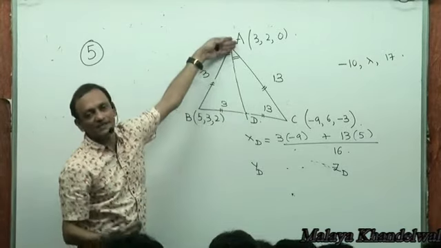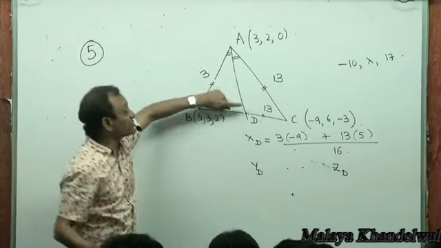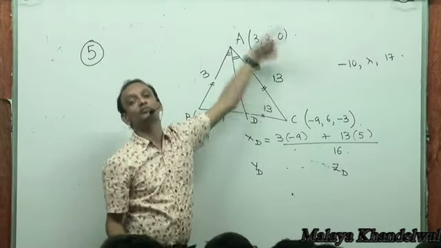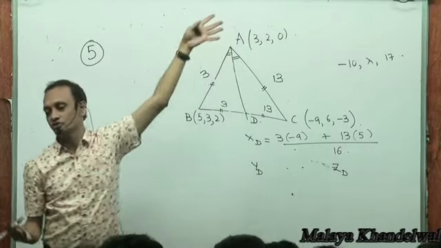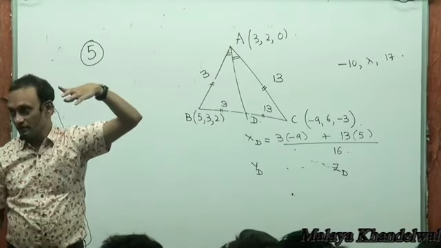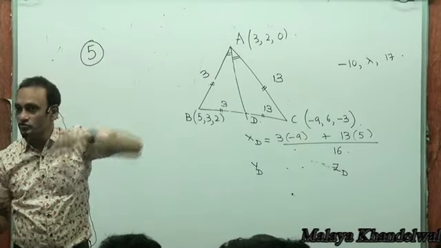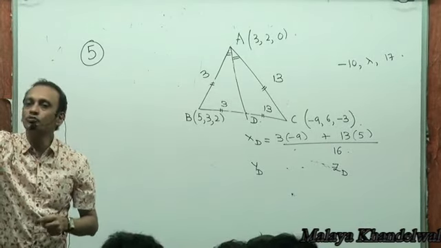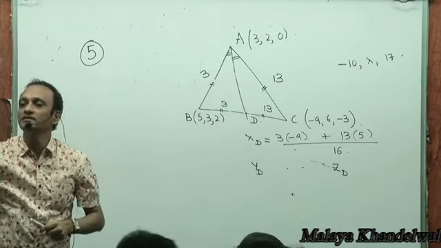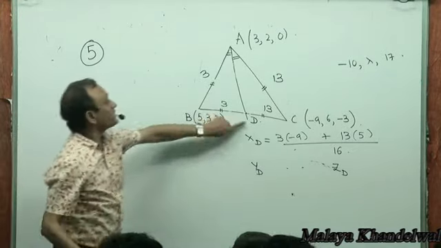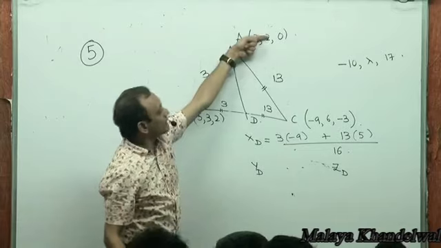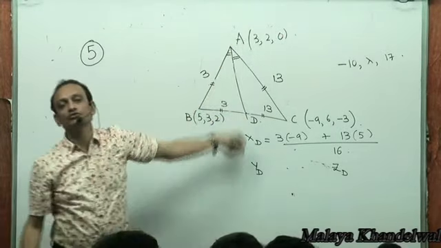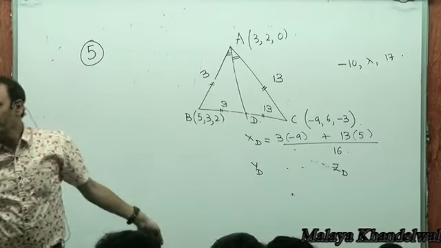So you know the x, y, z coordinates of D. The direction ratios would be what? Given x1, y1, z1, x2, y2, z2, the direction ratios of the line joining these two would be x2 minus x1, y2 minus y1, z2 minus z1. So x of D minus 3, y of D minus 2, and z of D minus 0. These would be the direction ratios of AD. Got me?